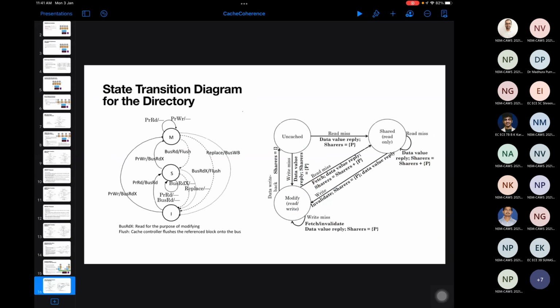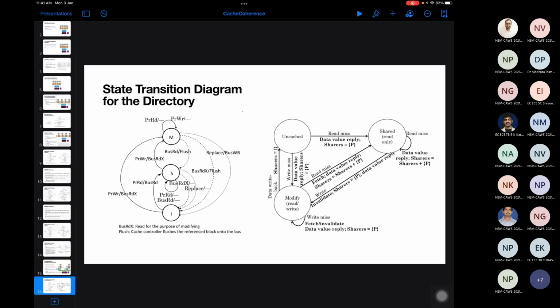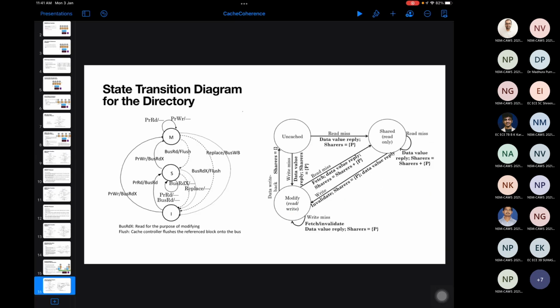This is the last slide. On the left-hand side, we already discussed the MSI protocol. This is for the private cache. In other words, the private cache state transition diagram is given by the left-hand side portion, and for the state transition diagram for each of these shared cache blocks, we have this right-hand side portion at the bottom.